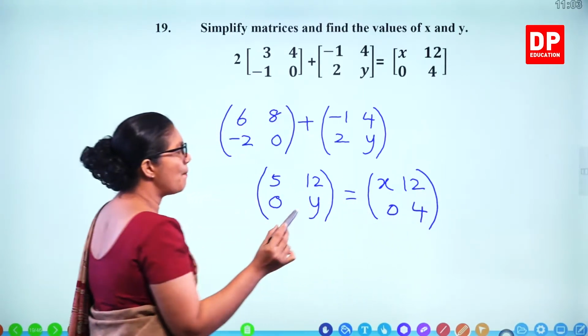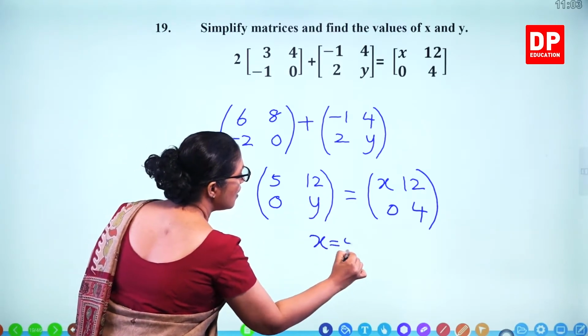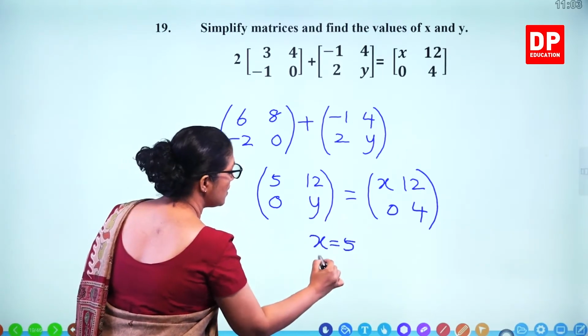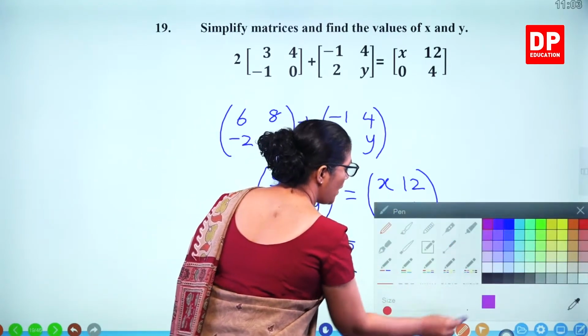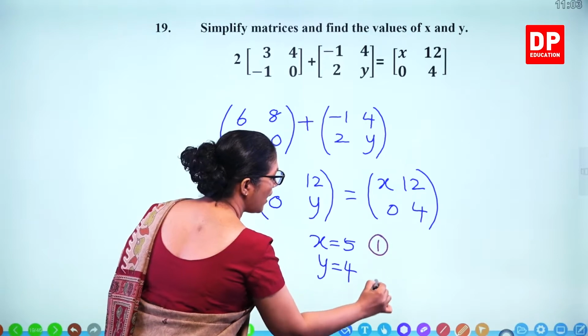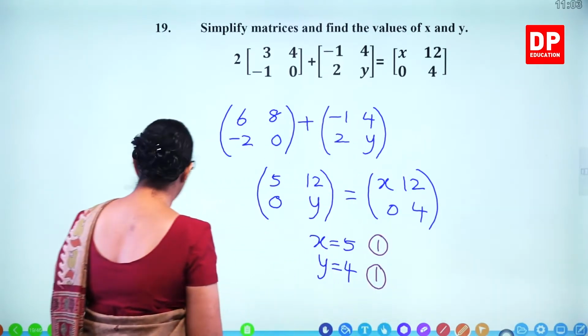Now you can compare the elements. You get x equals 5 and y equals 4. So you get 2 marks for that. 1 mark for x value, 1 mark for y value.